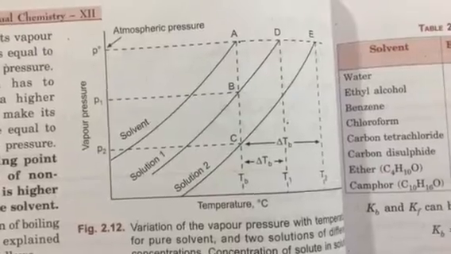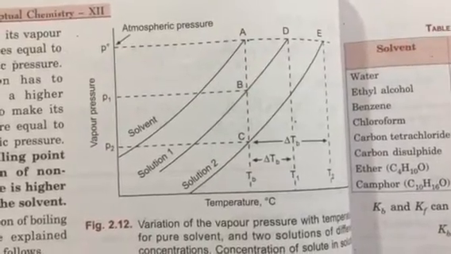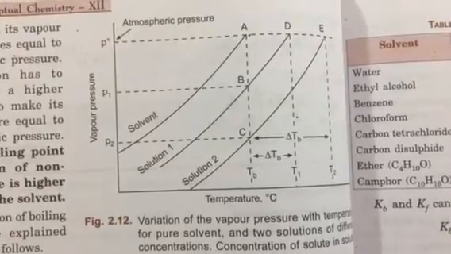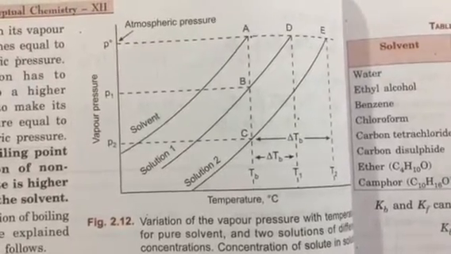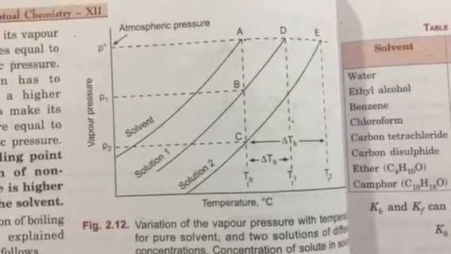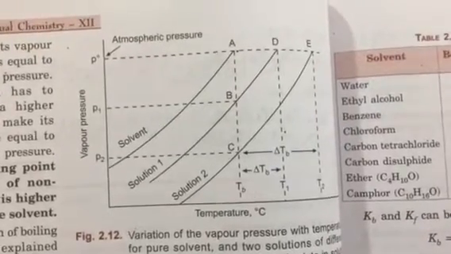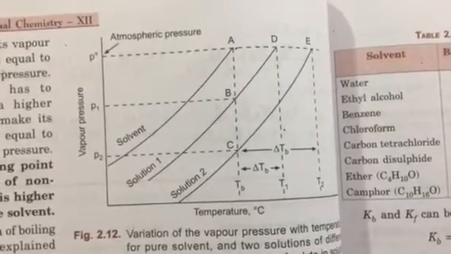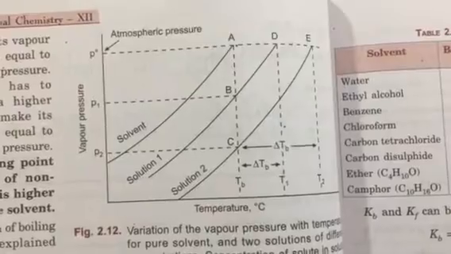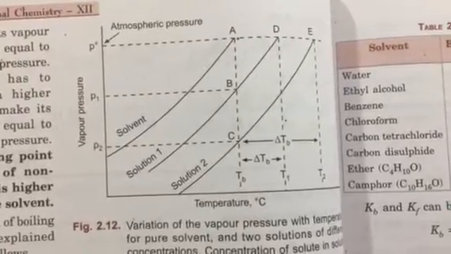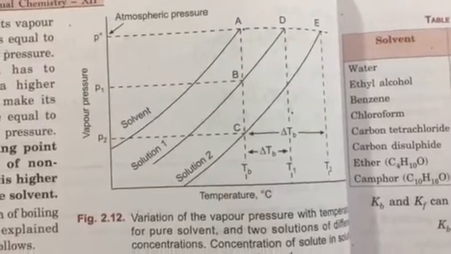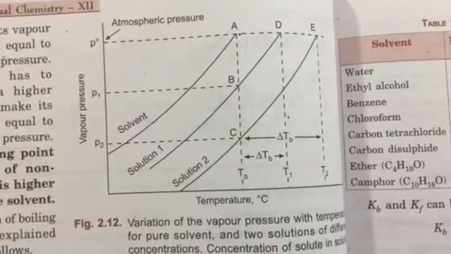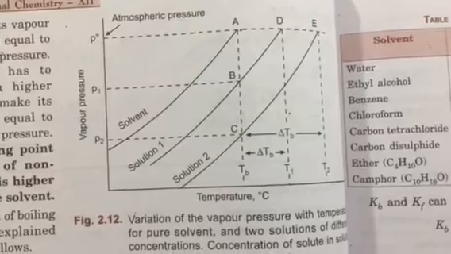So delta TB here is the elevation in boiling point because of the addition of a solute to a volatile solvent. Similarly, we have another case in which one graph is A, which indicates pure solvent, and another graph E, which indicates solution 2, and both of them show an increase in the boiling point, delta TB again. However, this range would depend upon the solute added.